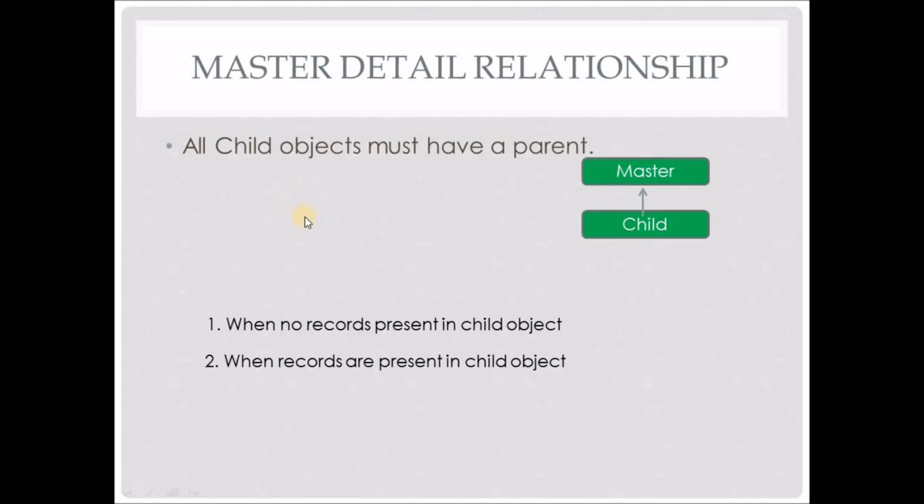Now there are two ways to create a master detail relationship. The first is when there are no records present in a child object. That is, you've recently created a child object and have absolutely zero records inside it. So let's go see how to create that.